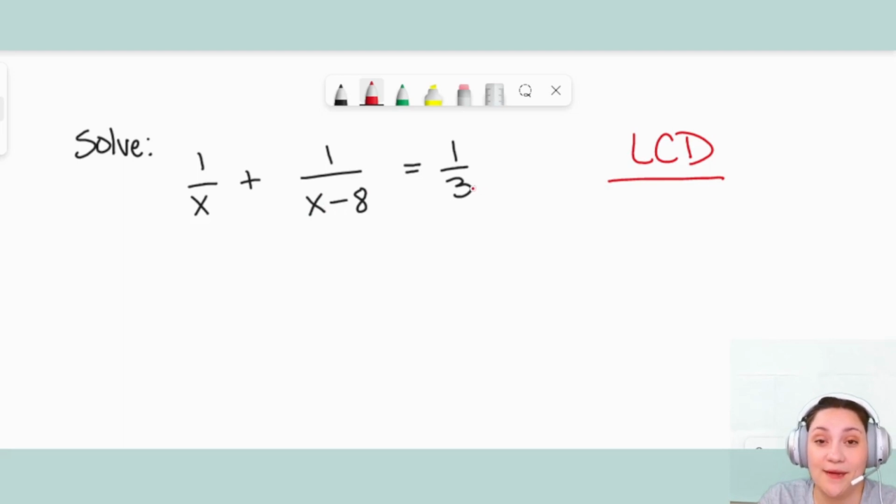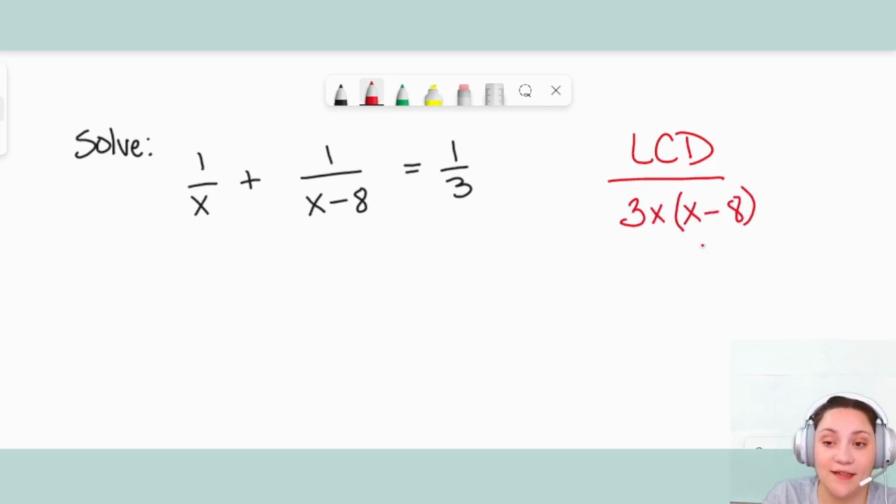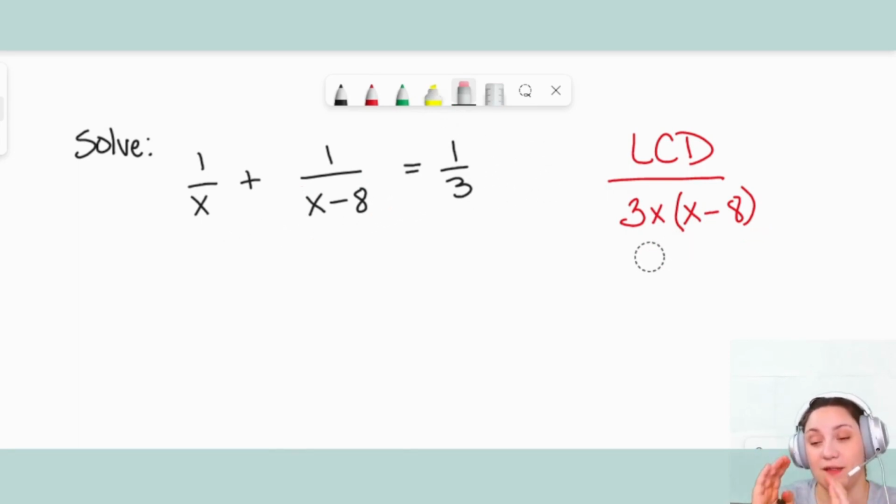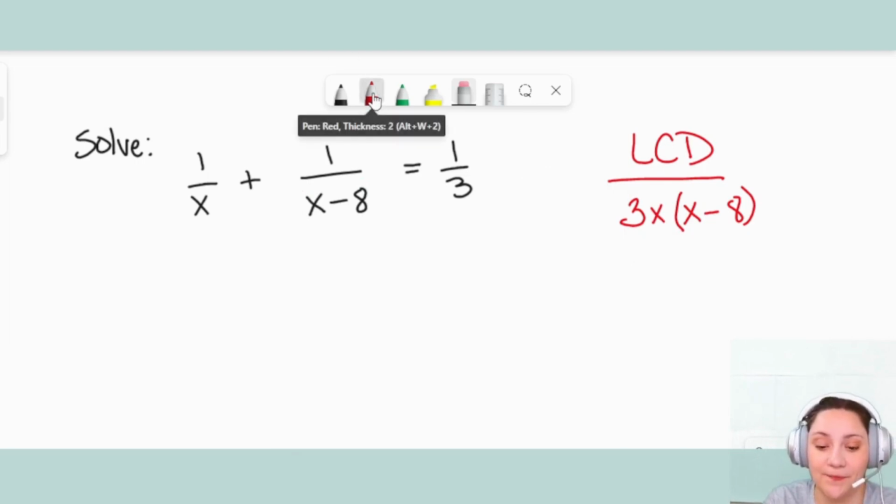The least common denominator amongst all the fractions in the whole expression, and we have to look at all of them, remember our rules for finding least common denominators, is going to be 3 times x times the expression x minus 8. And notice, because the x minus 8 is a whole expression in the denominator by itself, we have to include it that way in the least common denominator. We can't just use just x or just 8. We have to include the whole expression.